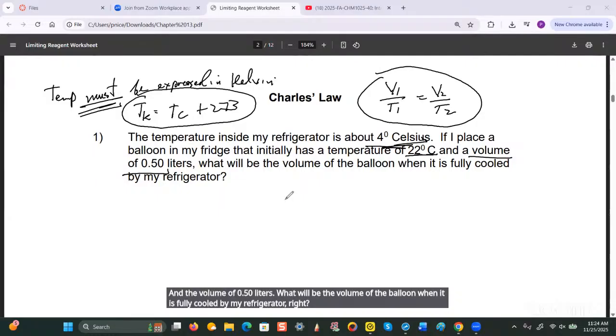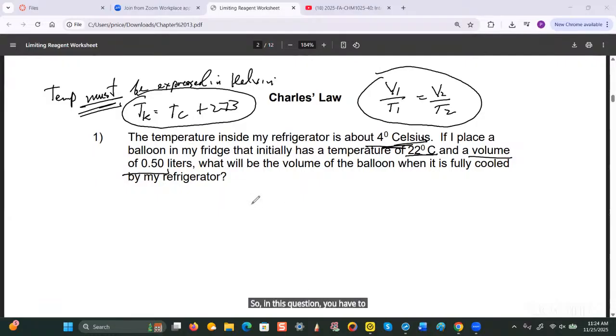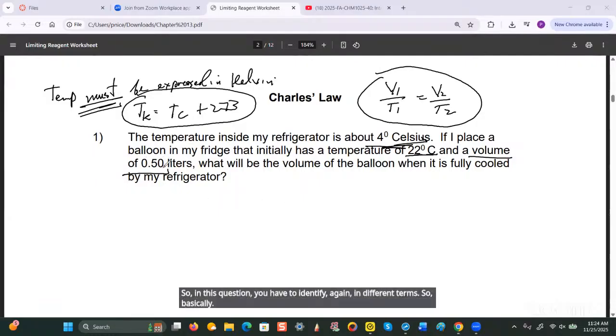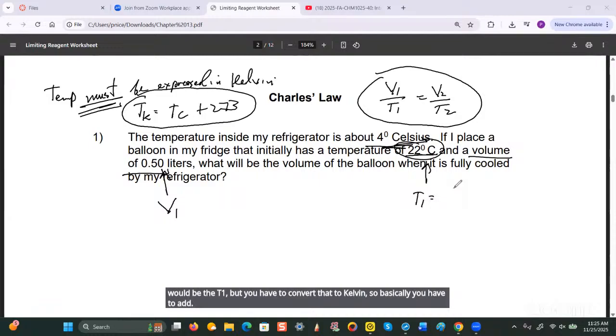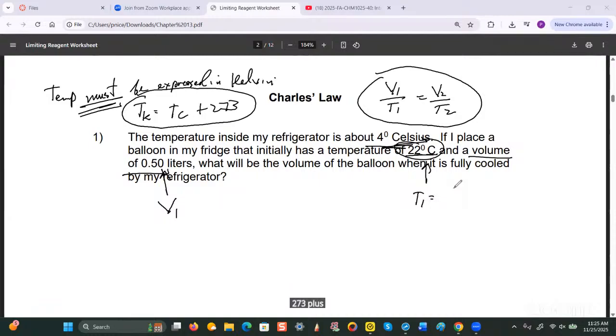So in this question, you have to identify the variables again in different terms. The 0.50 liters would be the V1 in the equation. The 22 degrees Celsius, which is the initial temperature, would be the T1, but you have to convert that to Kelvin. So you add 273 plus 22 degrees, and that gives you 295 Kelvin.